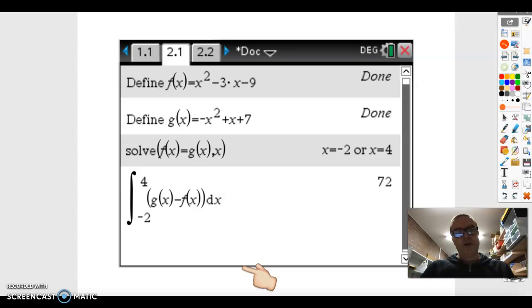We saw in our graph a moment ago the red function g was the higher of the two functions, so I'm going to find the definite integral of g minus f between the two points x equals -2 and x equals 4, and that tells me that the exact area that's bound by those two functions is 72.